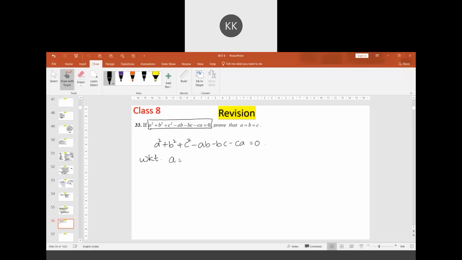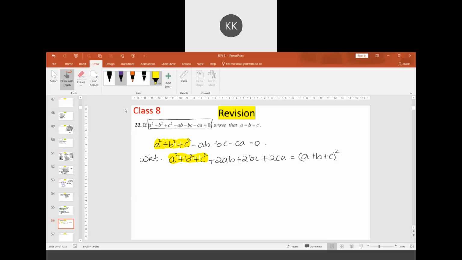We know the identity a square plus b square plus c square plus 2ab plus 2bc plus 2ca. This is nothing but a plus b plus c whole square. This identity is known to us. Yes, sir. Now if you observe, these terms are present in both the above line and this line. Positive 2ab, sir. Correct? a square plus b square plus c square is there.